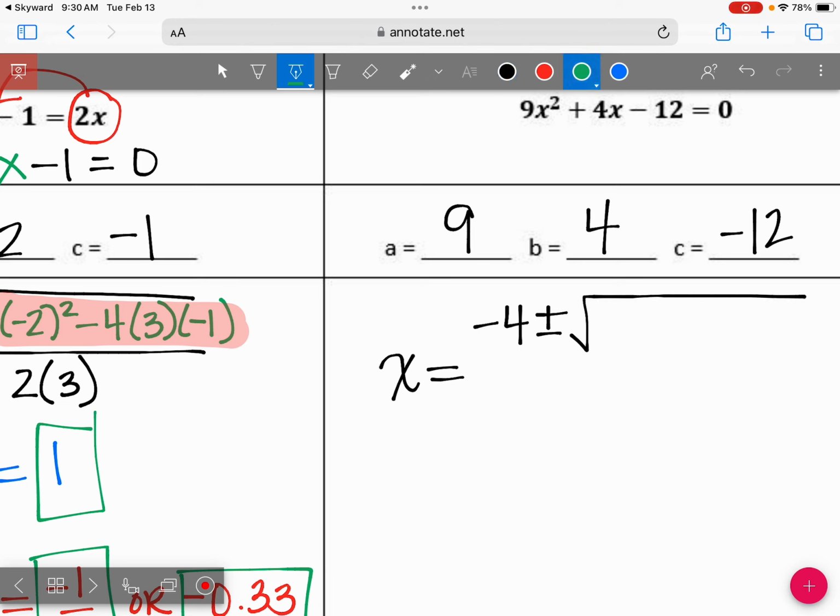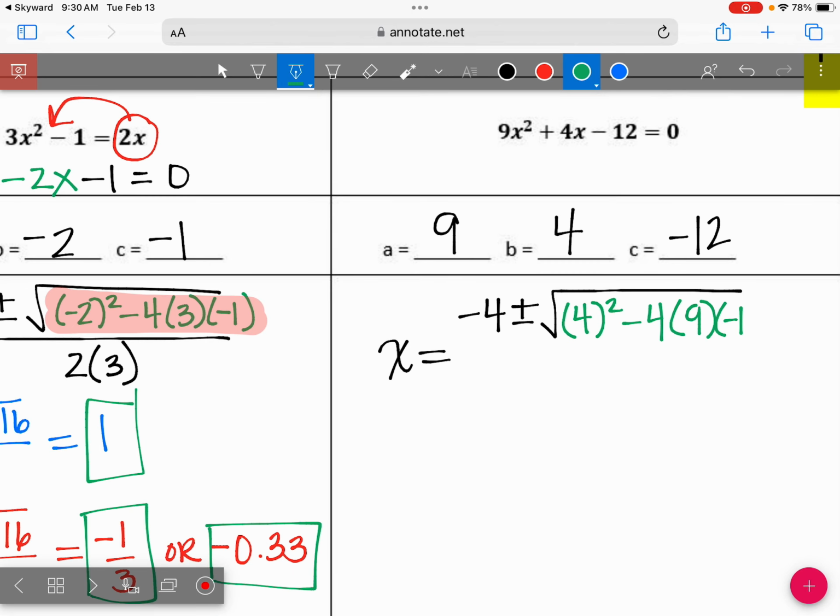minus. Now underneath your square root, you have b squared minus 4 times A times C. And that's all over 2 times A. Pick up your calculator. Type this in. Only what's in green. Let's start off with that. Figure out what that number is. That's our last question, and then we're done.